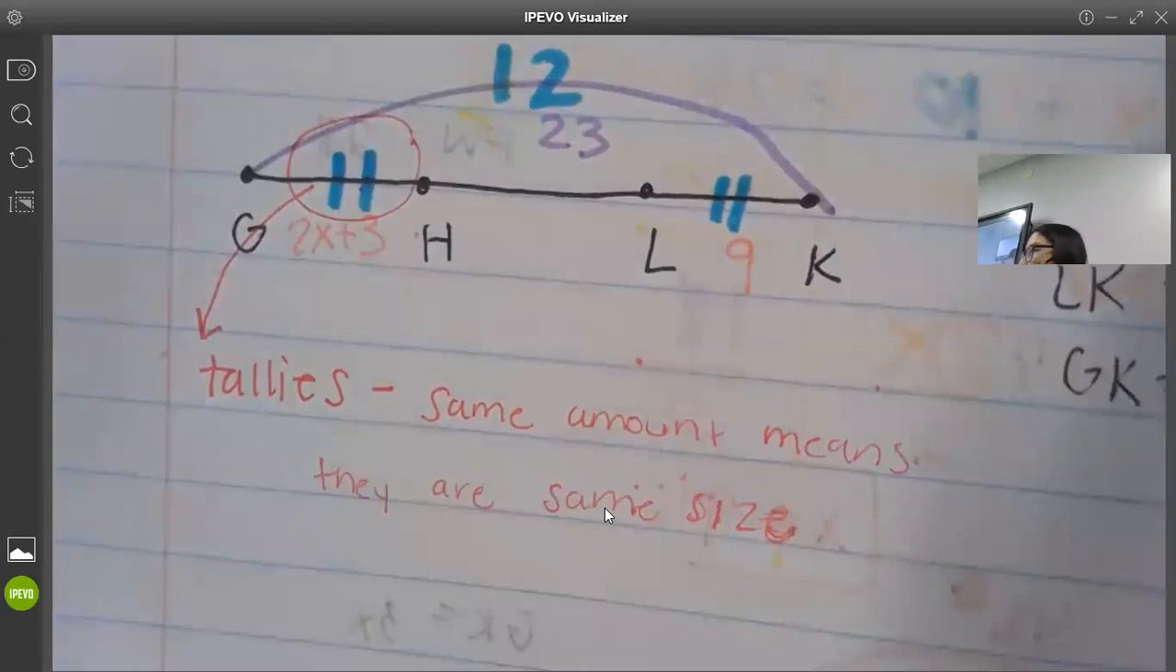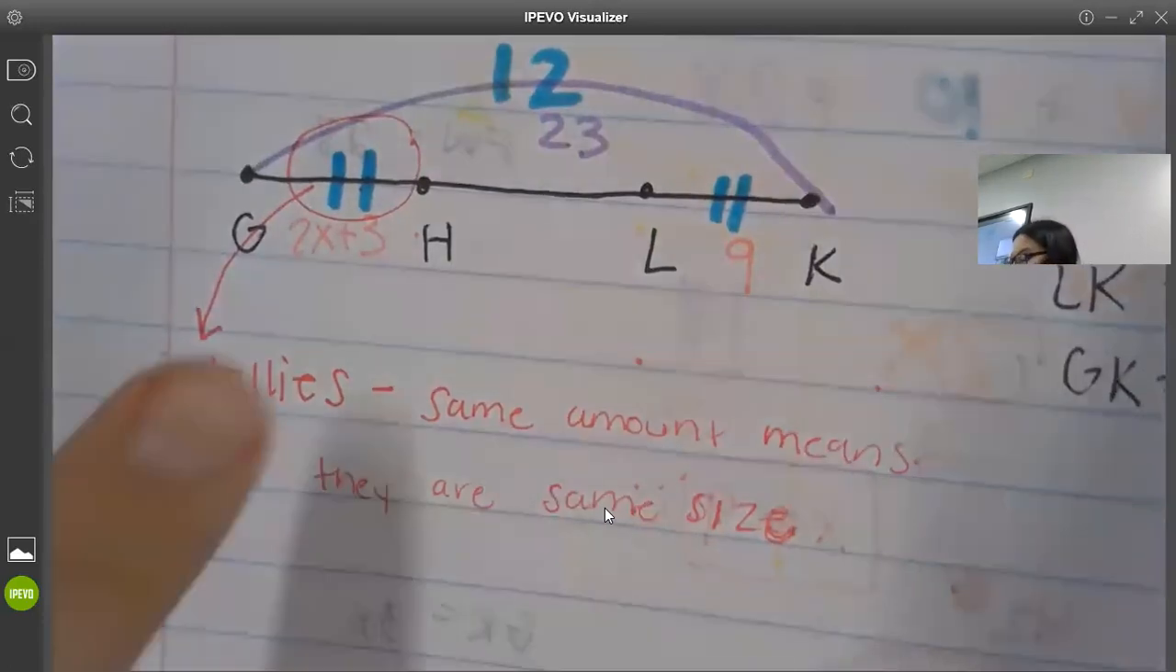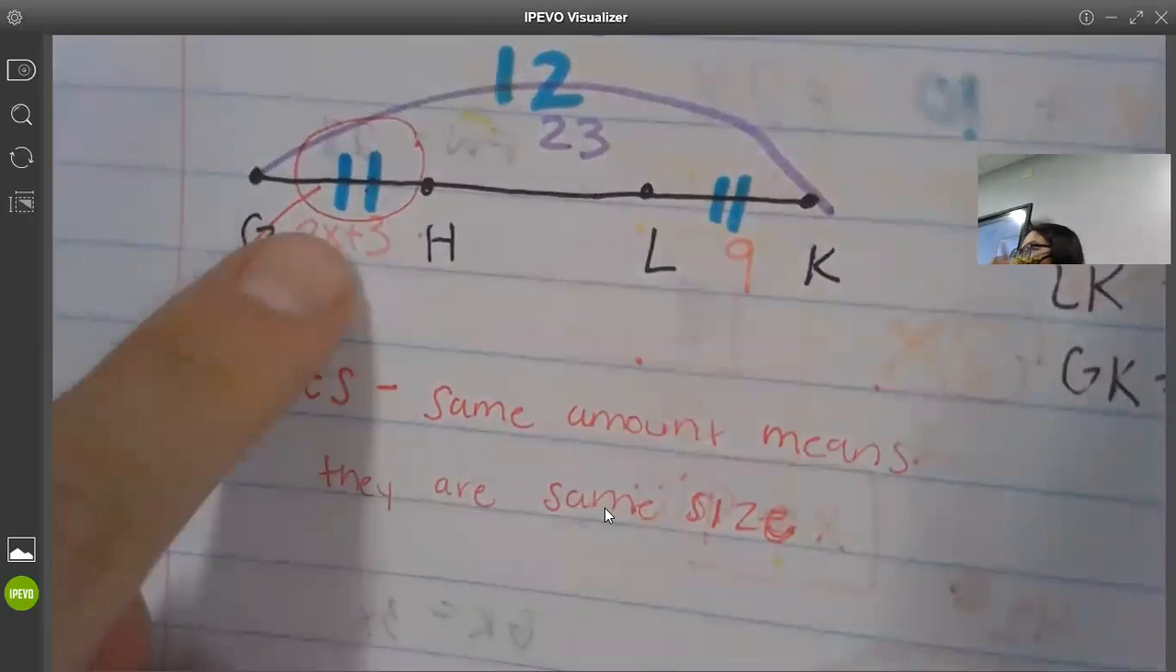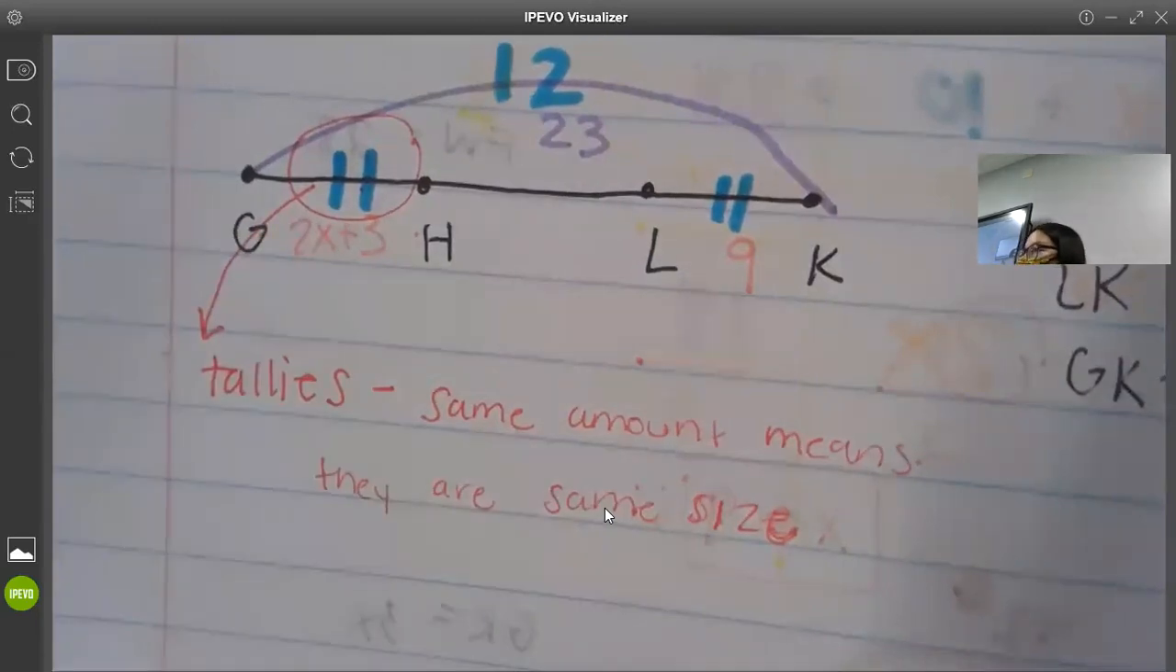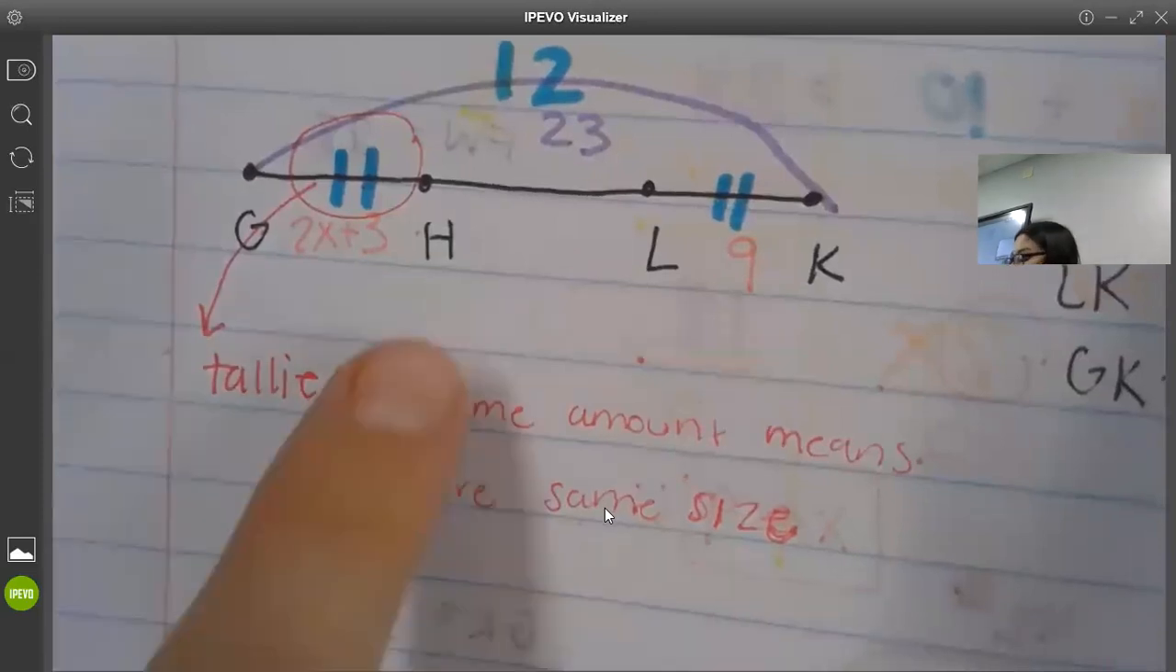They're the same size. So if they both have one tally and one's 12, that means they're both 12. If they have three tallies and one is 20, that means the other one has to be 20. That's how we say that in geometry. That's how we showed that. If they're congruent, if they're the same size, then we put the tallies.